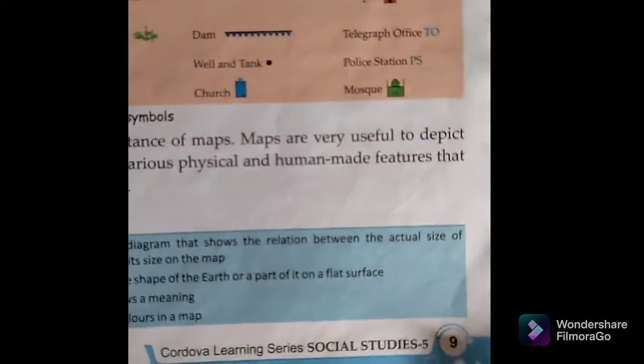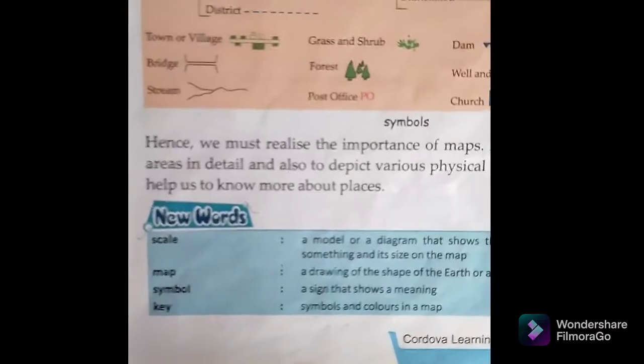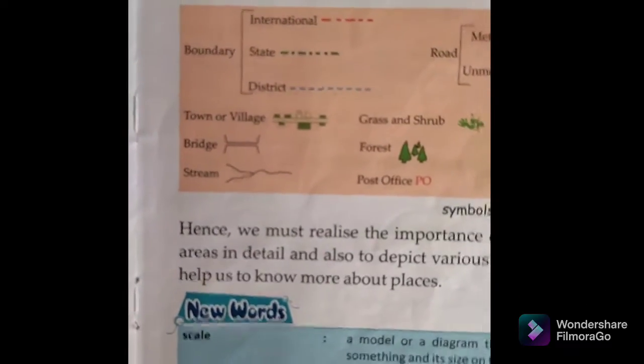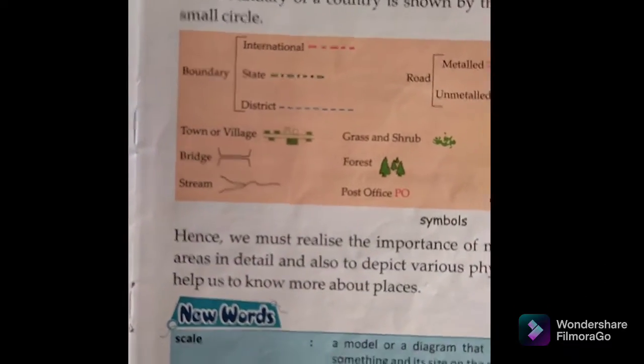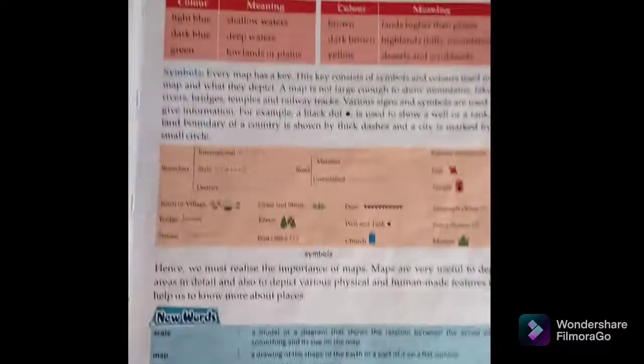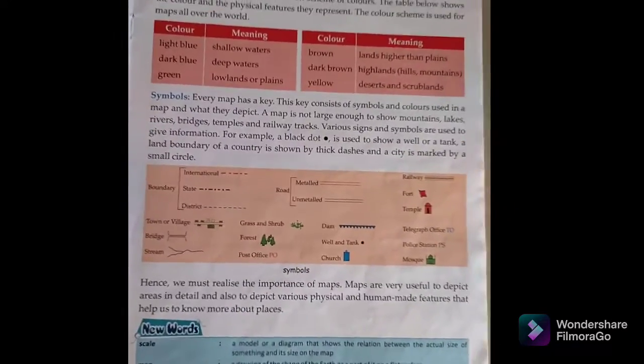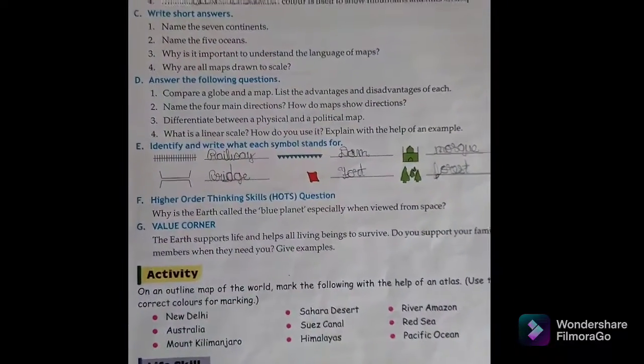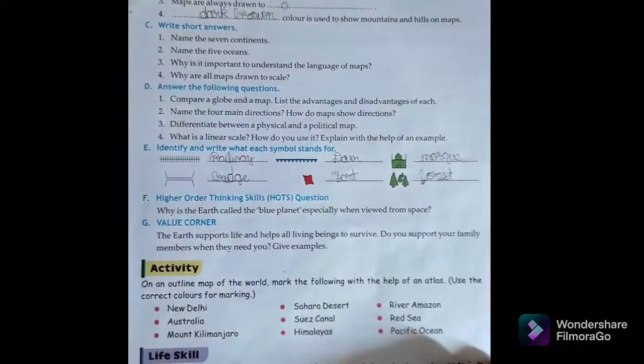Hence, we must realize the importance of maps. Maps are very useful to depict areas in detail and also to depict various physical and human-made features so that they help us to know more about places. Here are the new words and you can see that page also. If you want, you can take a screenshot. These are the exercises. I've done most of these exercises.